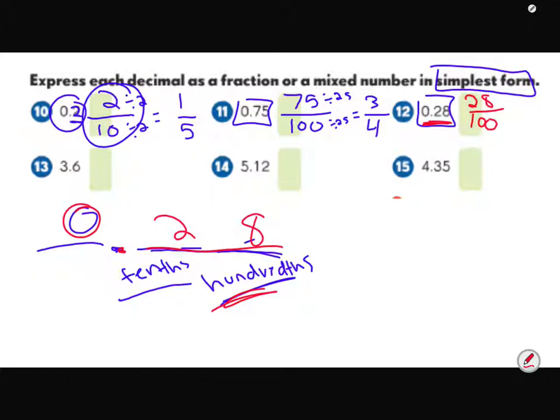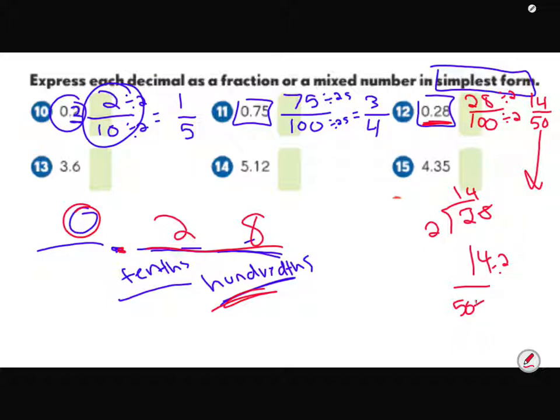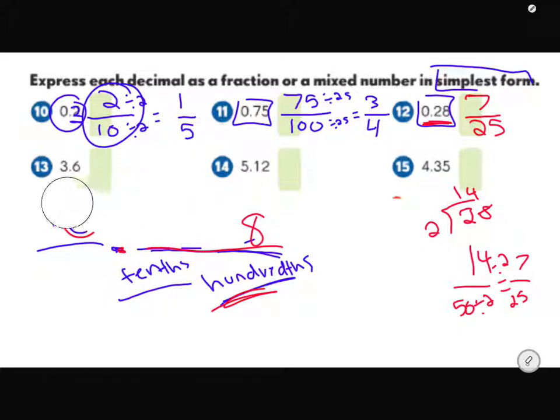Again, I can simplify this. When I'm looking, maybe you just see that it's even and you decide to divide by 2. Well, 28, and if you don't know, do your division, divided by 2, 14, and 100 divided by 2 is 50. The problem with 14/50ths is that it's still an even number, so I can divide by 2 again. 14 divided by 2 is 7, 50 divided by 2 is 25. So my final answer for number 12 would be, let me erase this, 7/25, because I found it in simplest form.